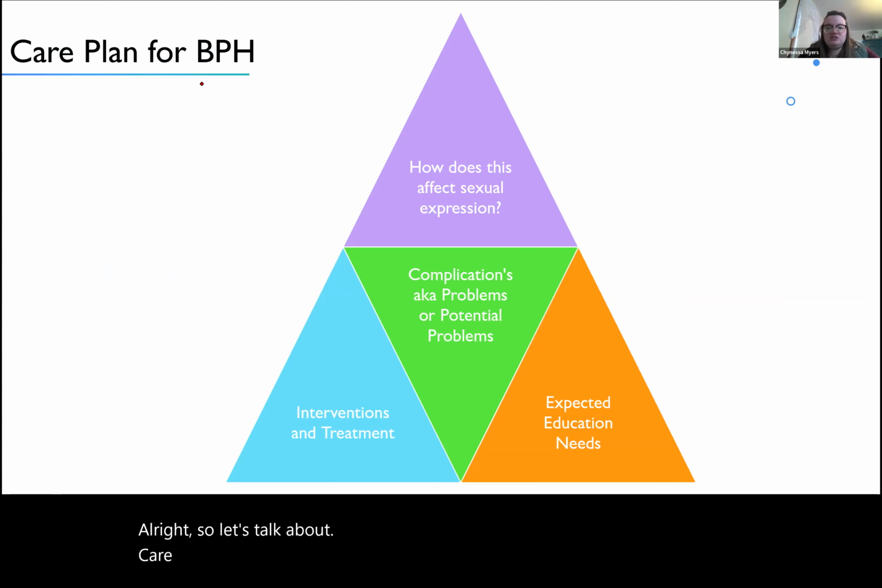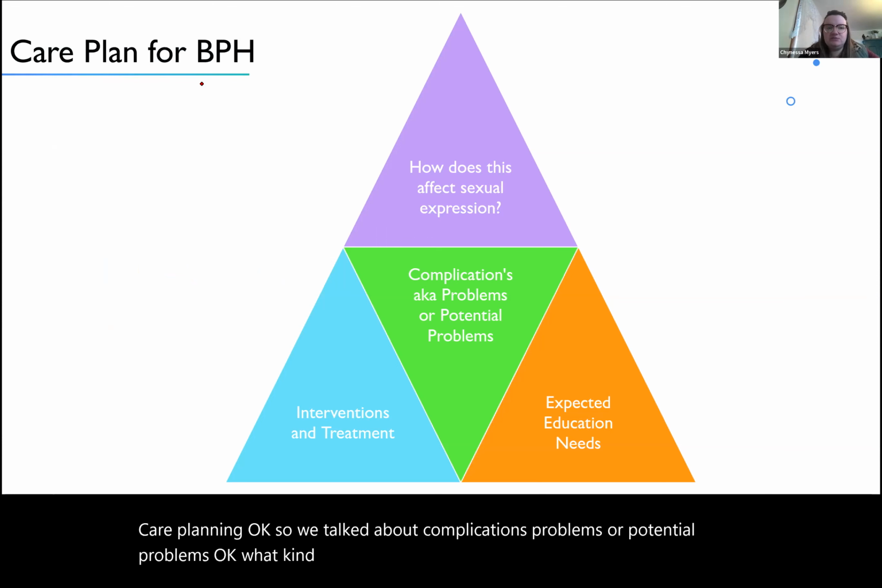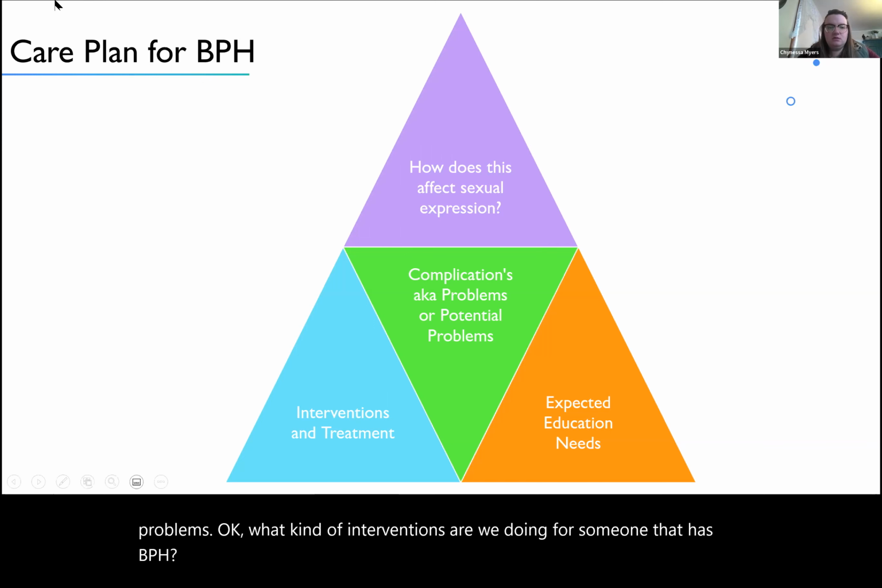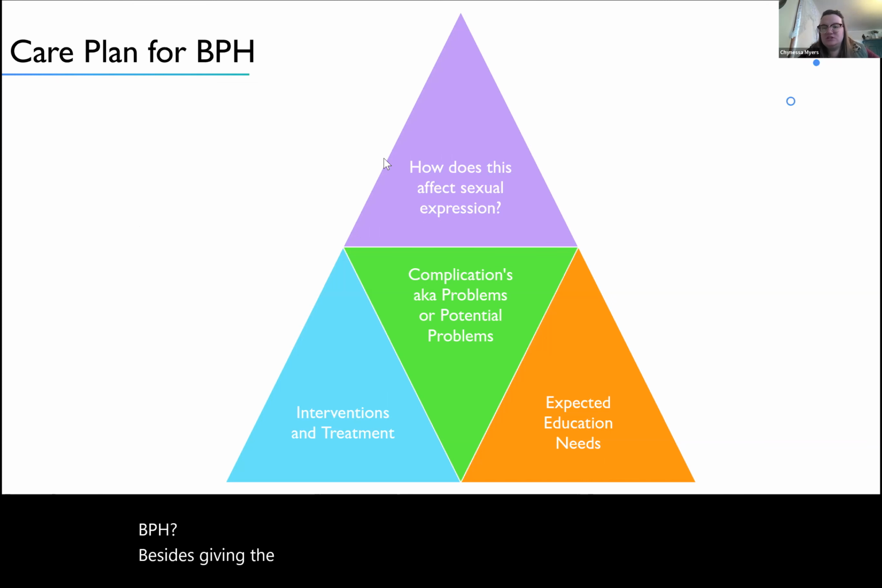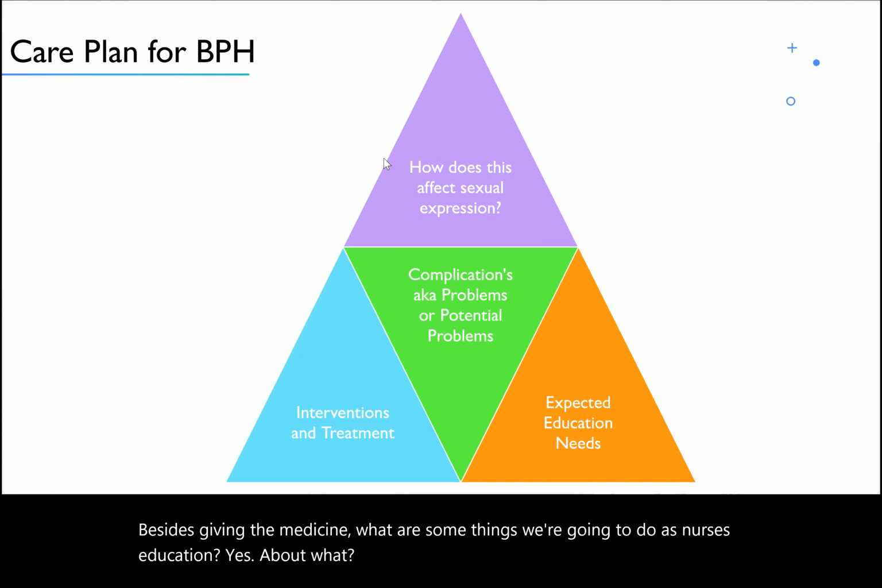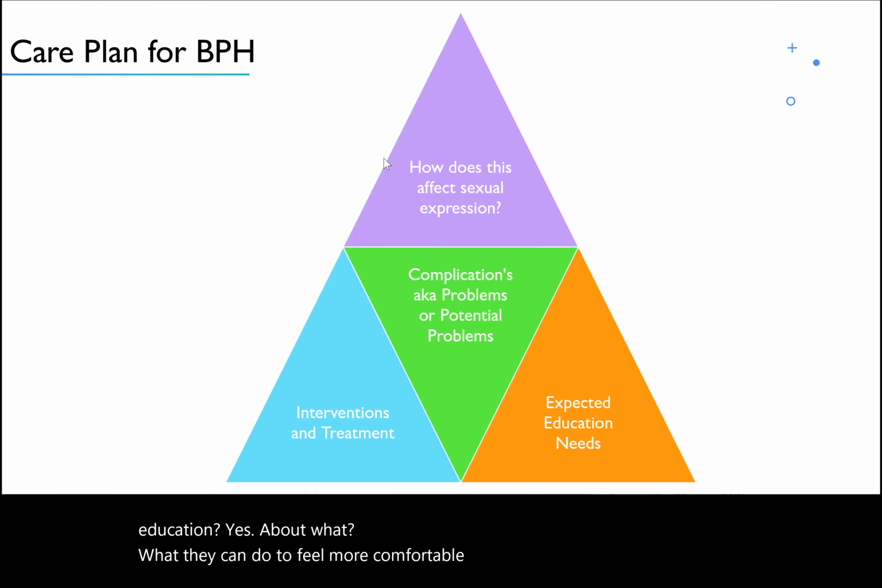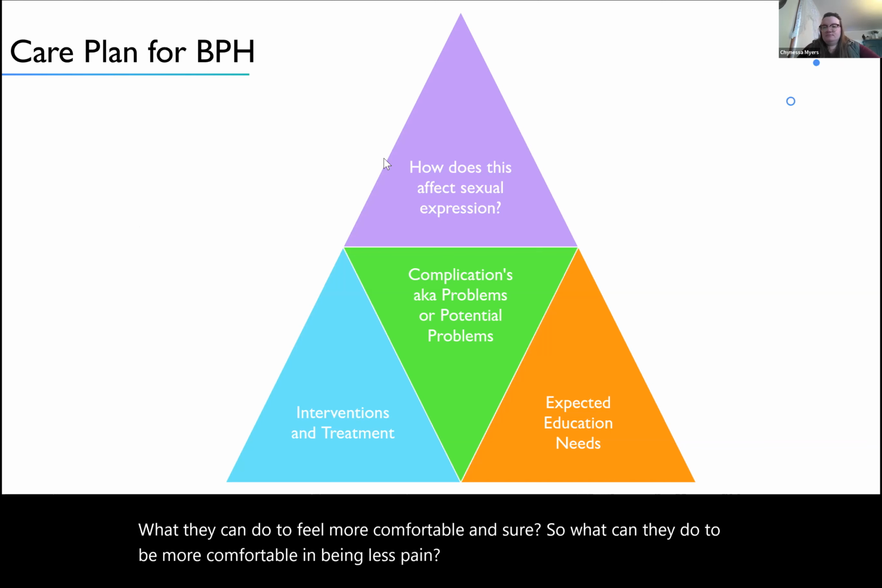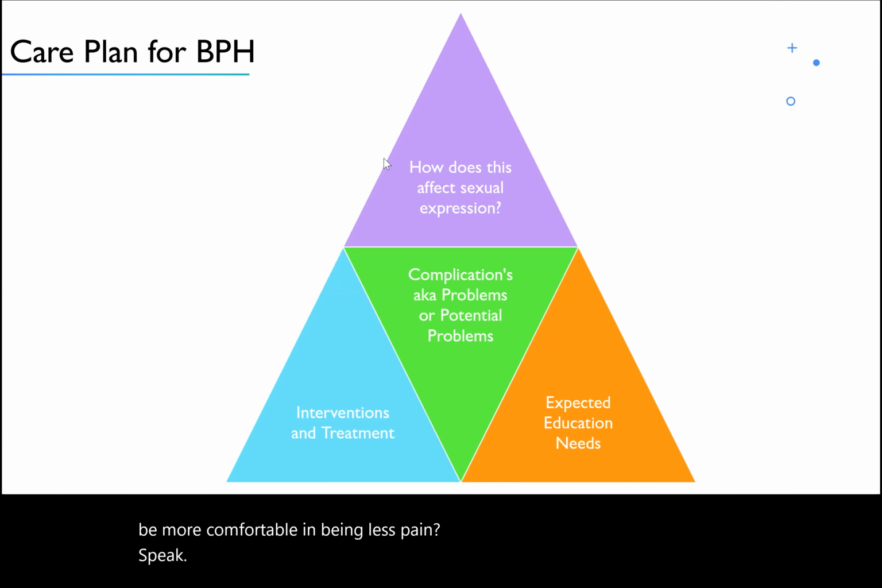Okay. All right. So let's talk about care planning. So we talked about complications, problems, or potential problems. What kind of interventions are we doing for someone that has BPH? Besides giving them medicine, what are some things we're going to do as nurses? Education. Yes. About what? What they can do to feel more comfortable and be in less pain. Sure. So what can they do to be more comfortable and be in less pain? Peeing frequently. Sure. Catheter for bladder distension. That's a good one.